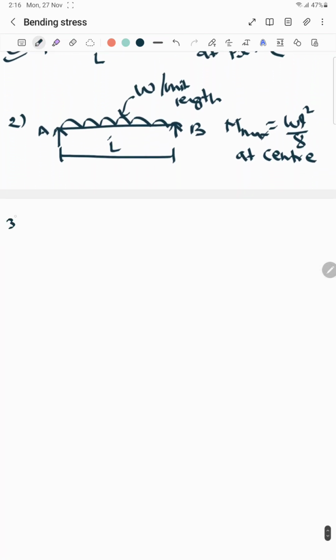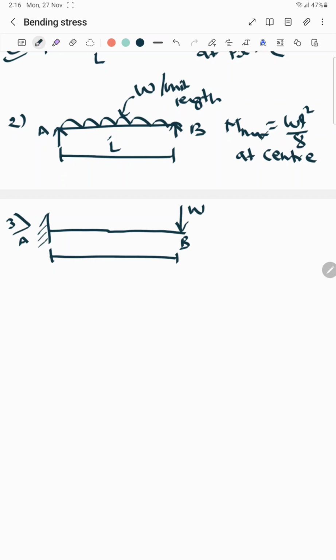Now the third one is for the cantilever beam. In the cantilever beam we should know that one side is fixed and the other side is free. Here let it be A and B. In this case when the load is acting at the corner, that is W, and this is the length, then the maximum bending moment will be W into L at point A.